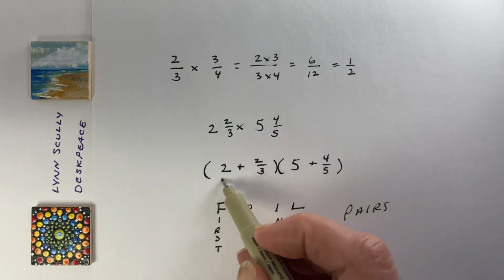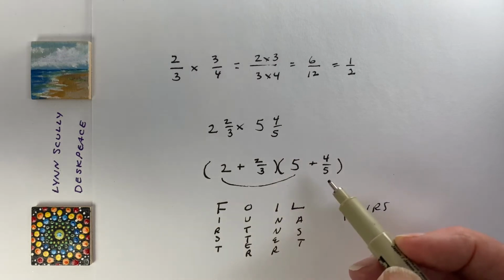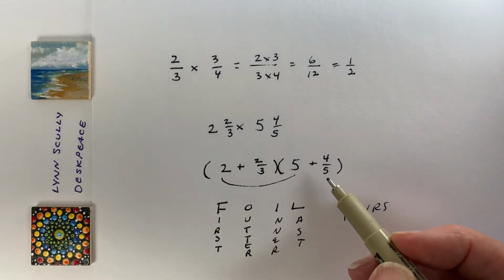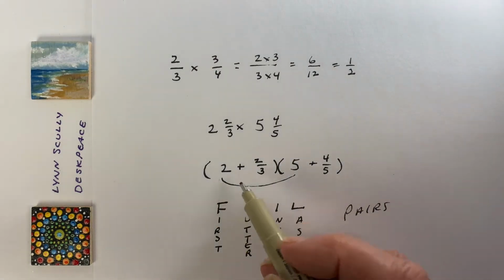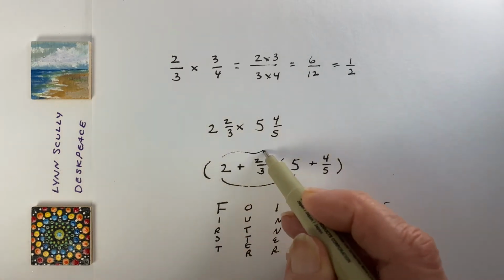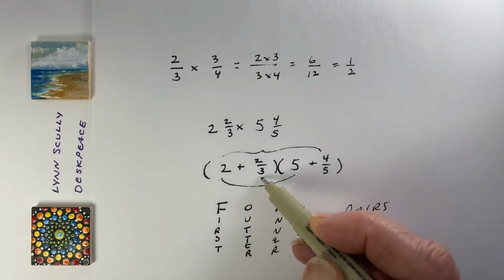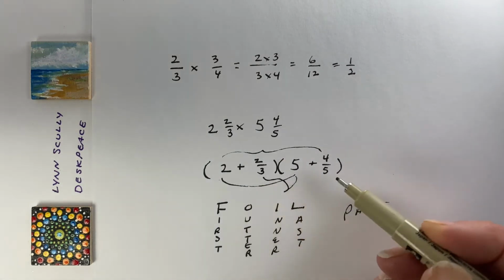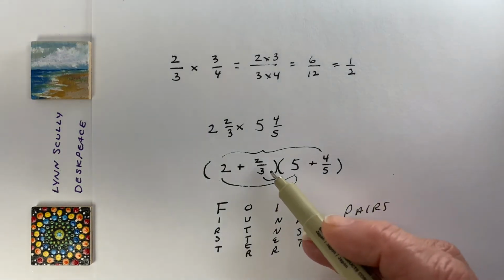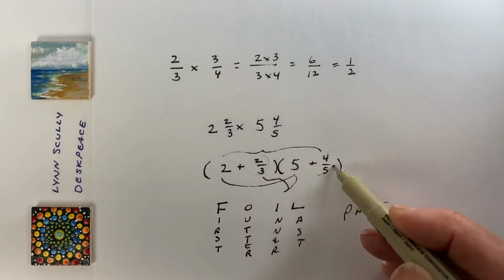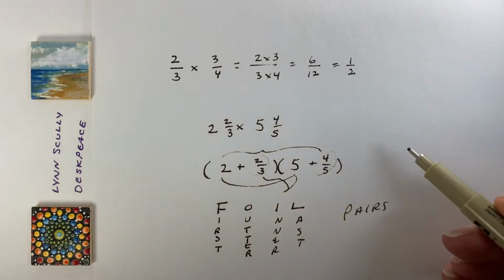Our first pair are the two first guys, the 2 and the 5. Our outers are going to be the 2 and the 4/5. Those are outer. Then we have inners, which are the guys inside. So that's going to be 2/3 times 5. And then our last guys here and here. So let's show you how to do it.